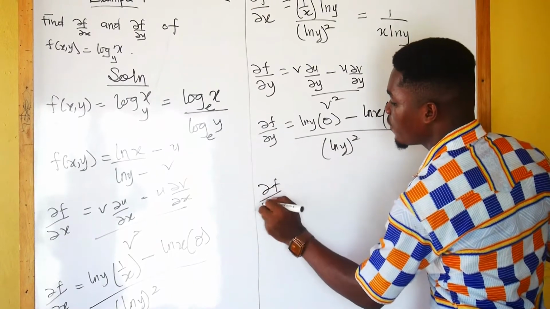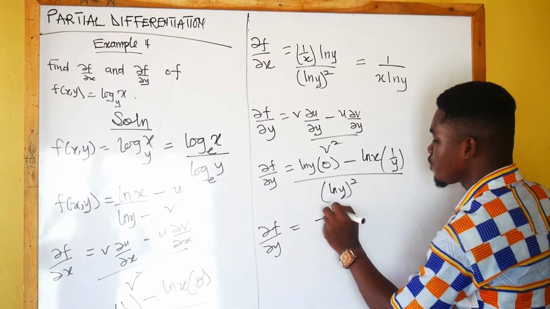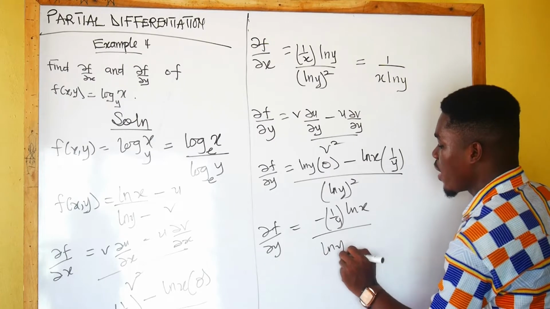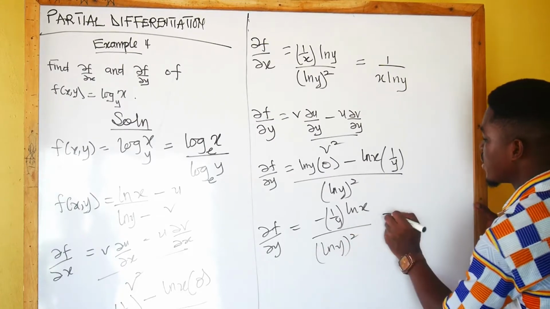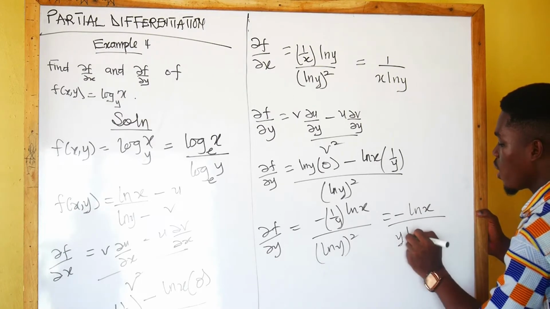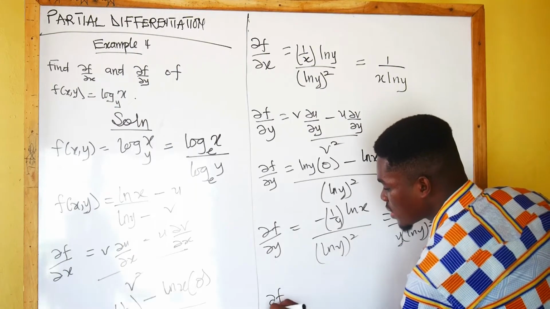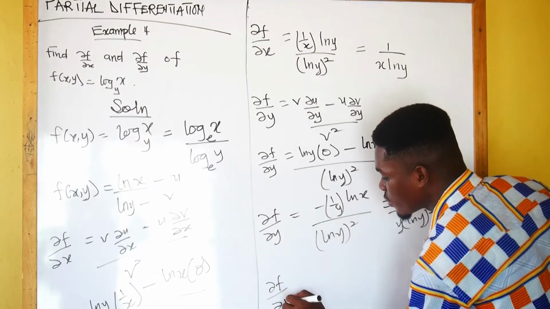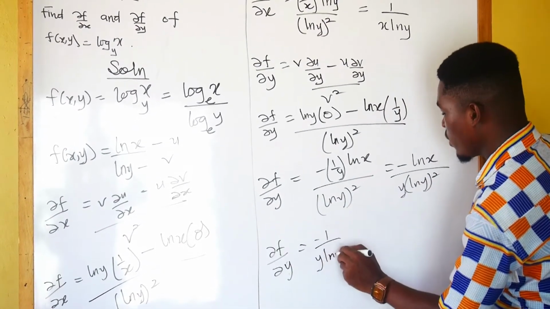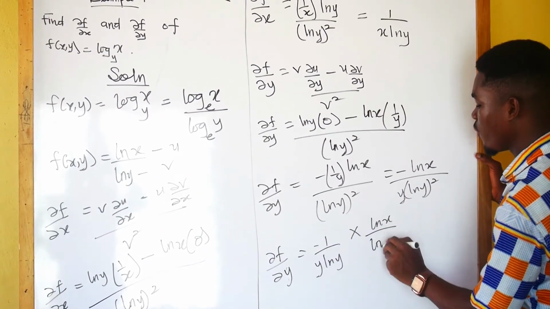So partial y is given by negative 1 over y ln x, all divided by ln of y all squared, which is the same as negative ln of x all divided by y ln y all squared. This is the same as partial y given by negative 1 over y ln y multiplied by ln of x divided by ln of y.